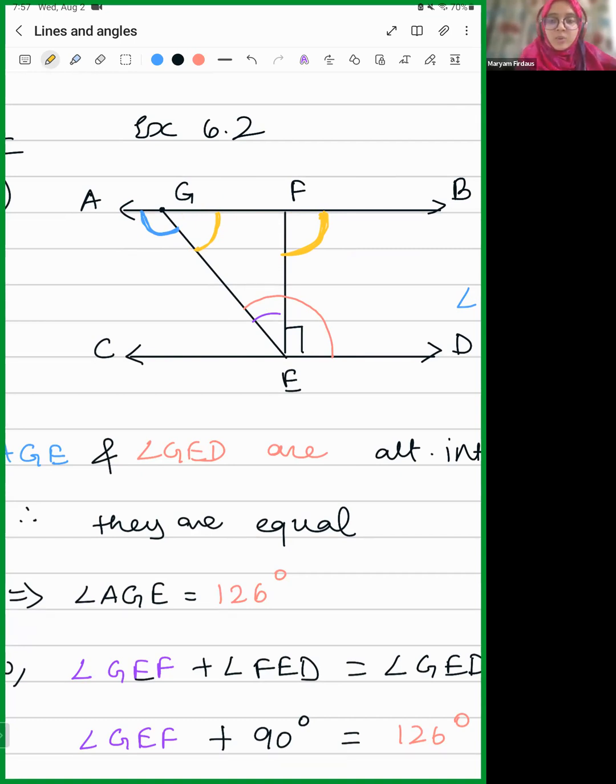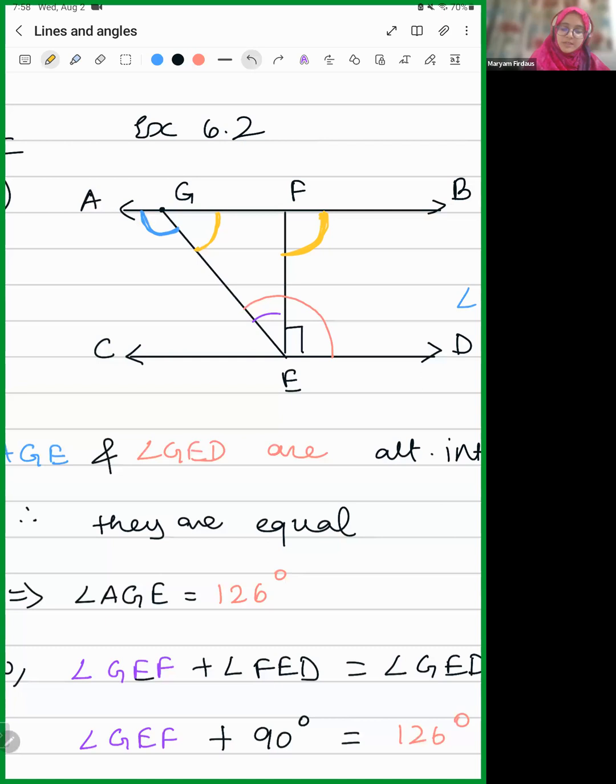Adjacent angles are those which, remember the definition? Share a common arm, a common vertex. Are they sharing a common vertex? This is the vertex for this angle. This is the vertex for this angle. Are they adjacent angles? No. So if they're not adjacent angles, then they are not a linear pair. And if it's not forming a linear pair, then it's not supplementary.